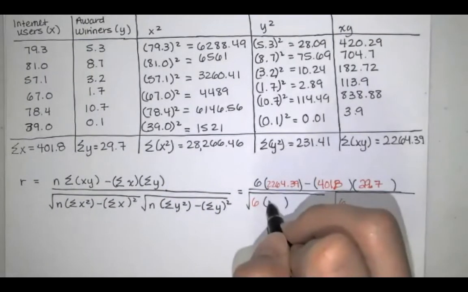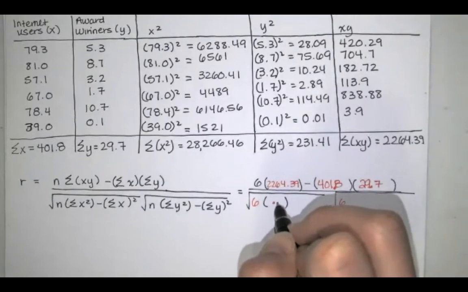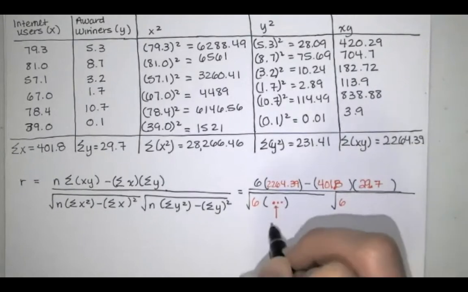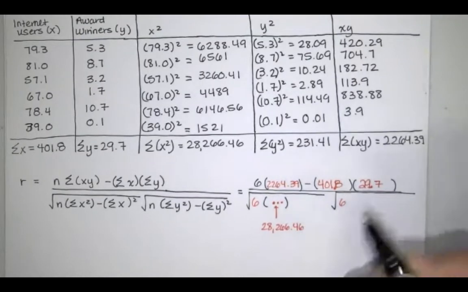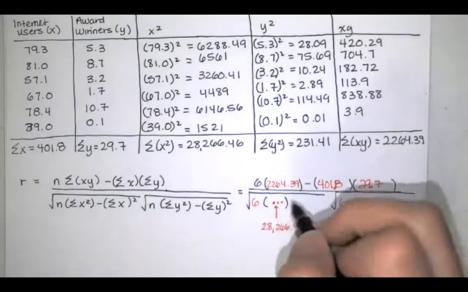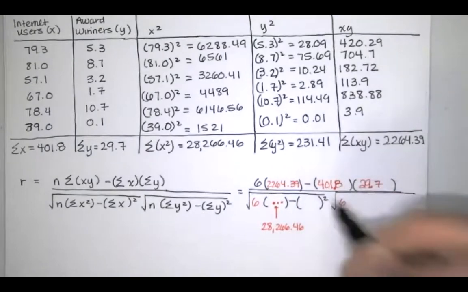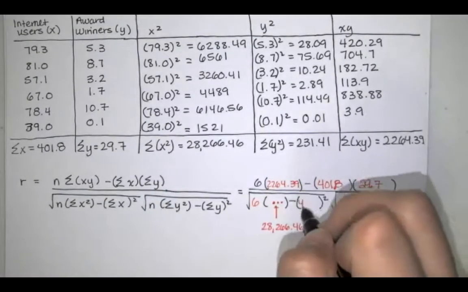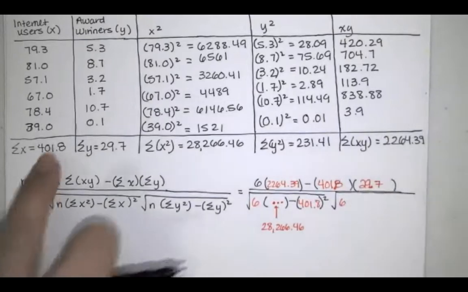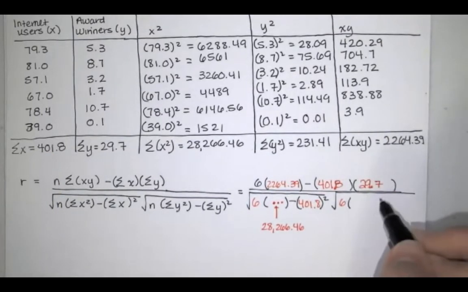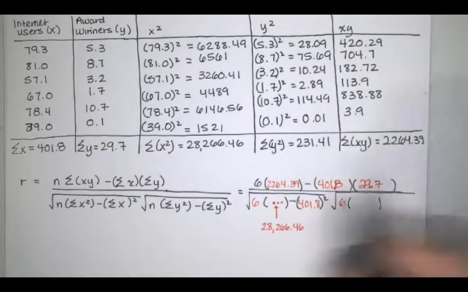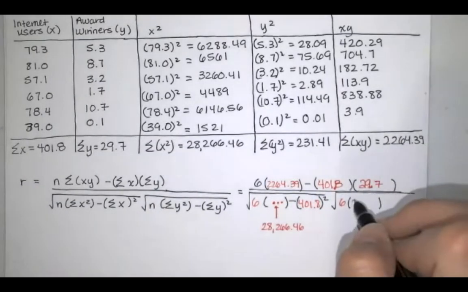I did not leave myself enough space, so I'll put 2 dots, 3 dots there. That's the 28,266.46. We want to subtract the sum of the X's, which is that 401.8, and we're squaring that. Over here, I'm taking 6 and multiplying it by the sum of the Y's squared, which is 231.41.